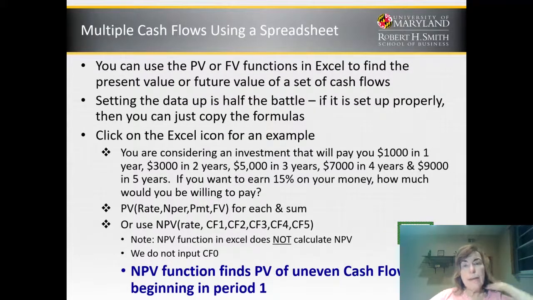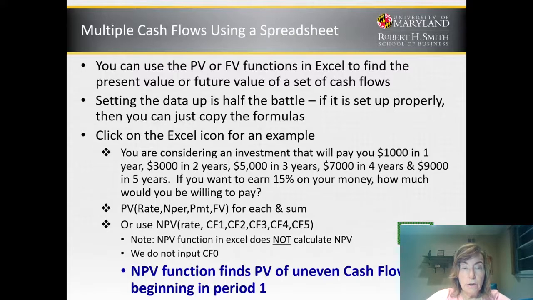Now, we can use these functions to find the present value and future value of a set of cash flows. Setting up the data is half the battle. If it's set up properly, then you can just copy the formulas. So now I have here, what if you've got an investment that will pay you $1,000 in 1 year, $3,000 in 2 years, $5,000 in 3 years, $7,000 in 4 years, and $9,000 in 5 years. If you want to earn 15% on your money, how much are you willing to pay?